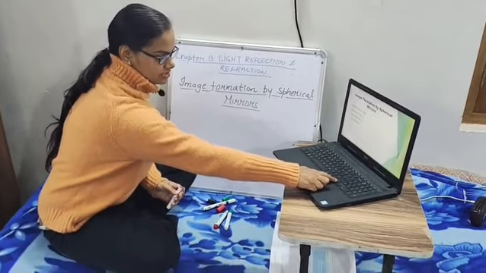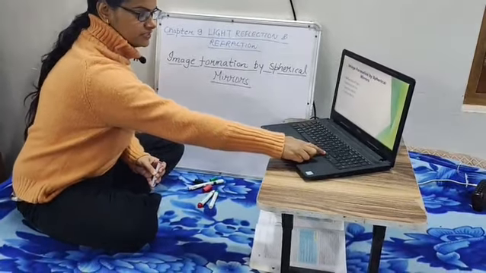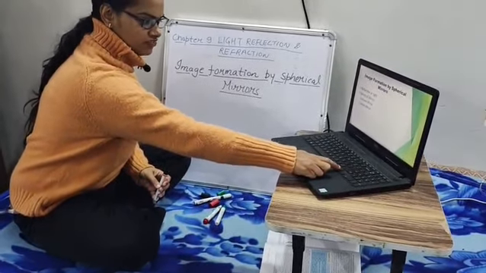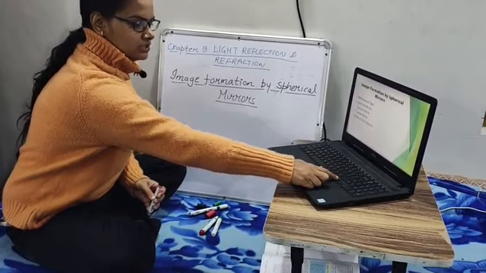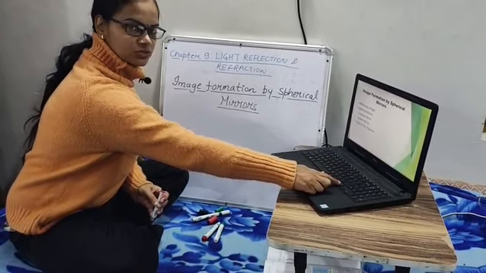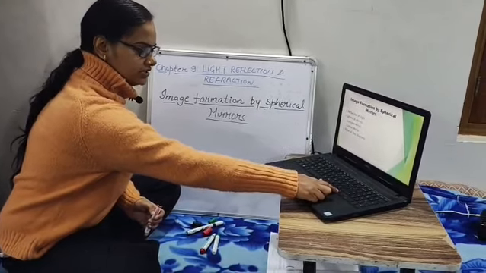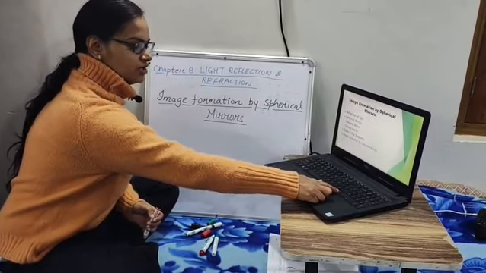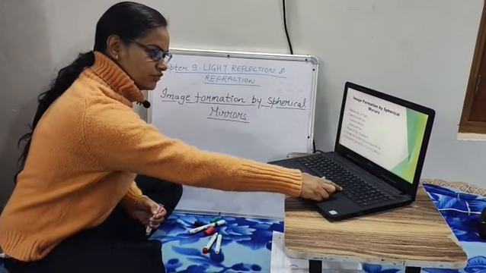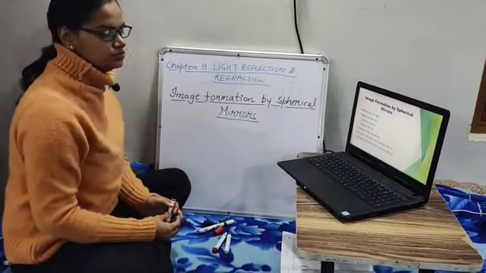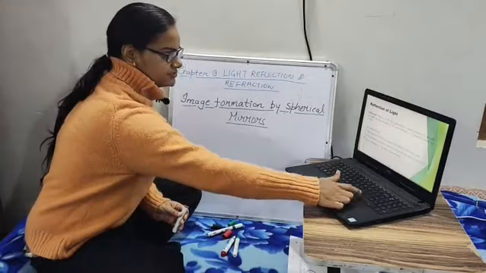Then spherical mirrors. Based on the reflecting surface, there are two types of spherical mirrors, concave mirror and convex mirror. Then rules of ray diagrams. There are certain rules which have to be followed for the ray diagrams, and then image formation by concave mirror, and finally the image formation by convex mirror along with the uses of concave and convex mirrors.